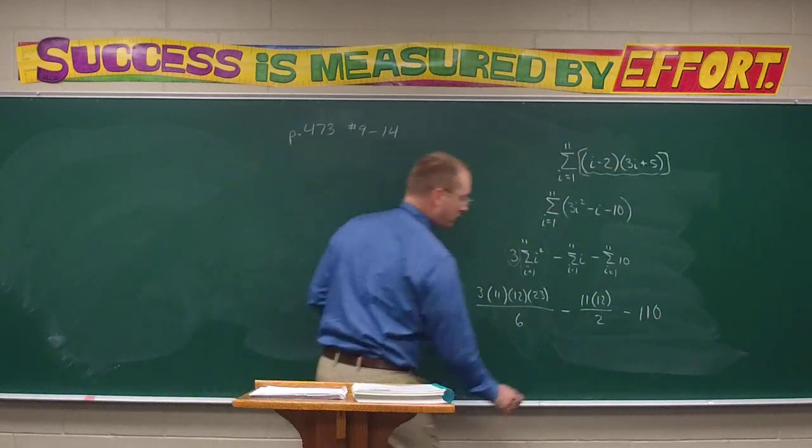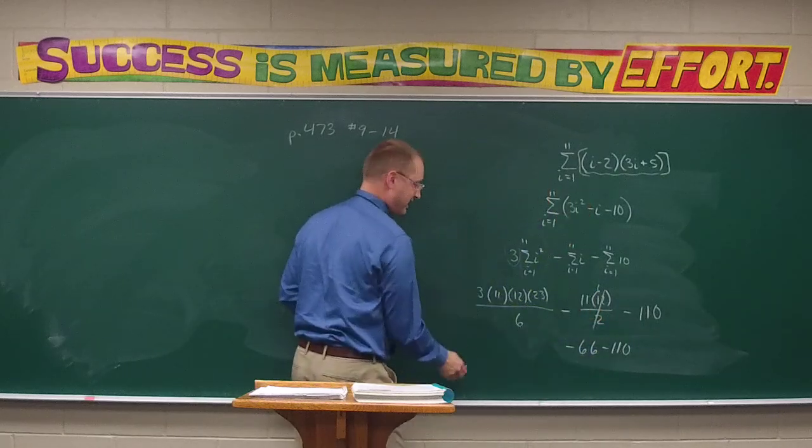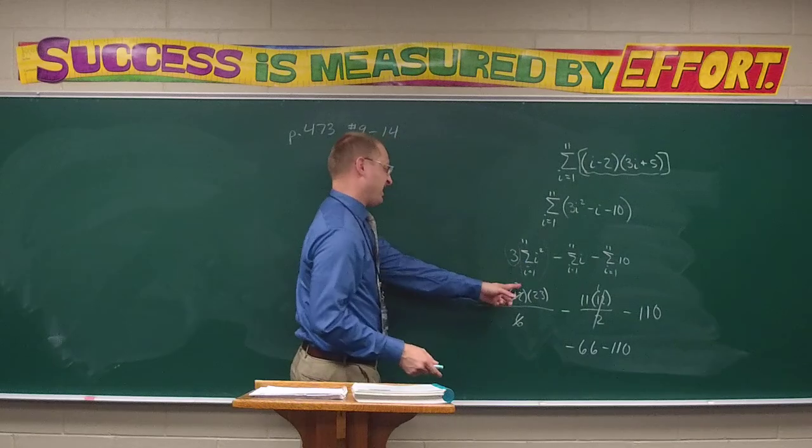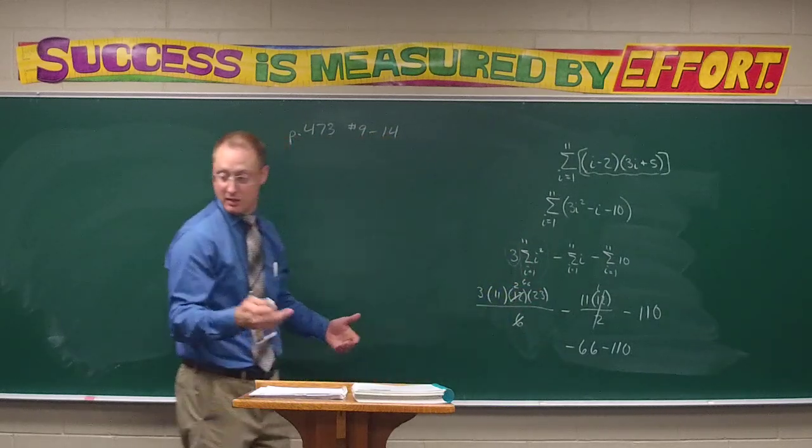At this point, the calculator really comes in handy. We can cancel, get a negative 66, and of course the negative 110 here. Maybe cancel to get 2 and 1. That gives us whatever 66 times 23 is.